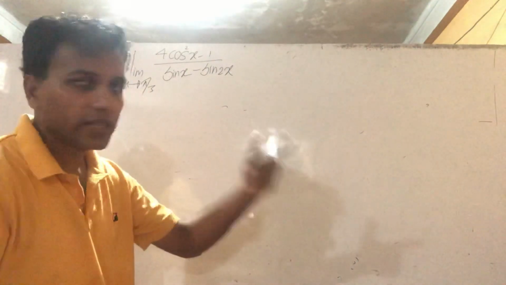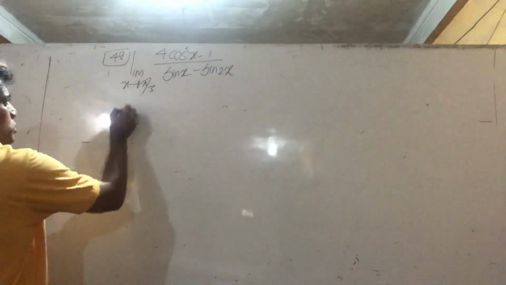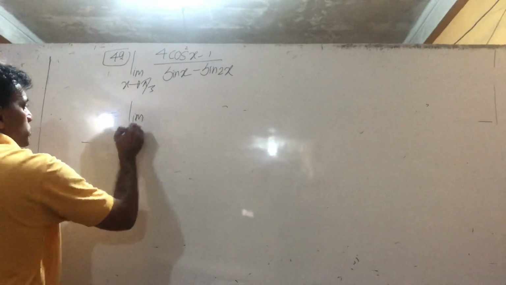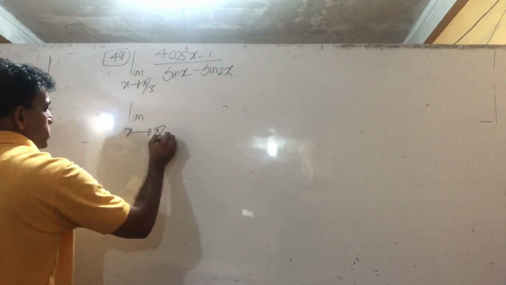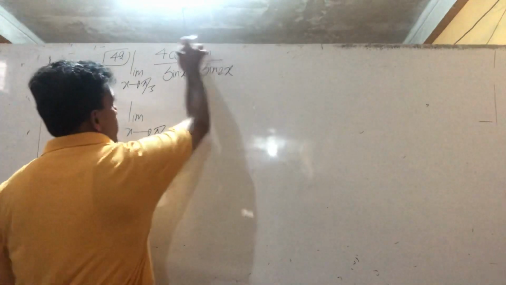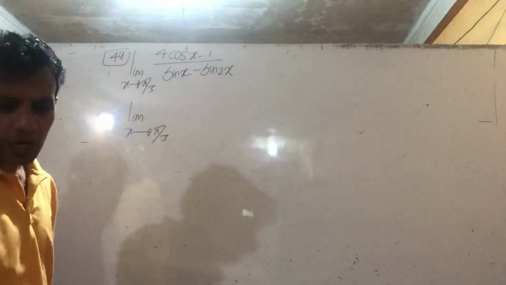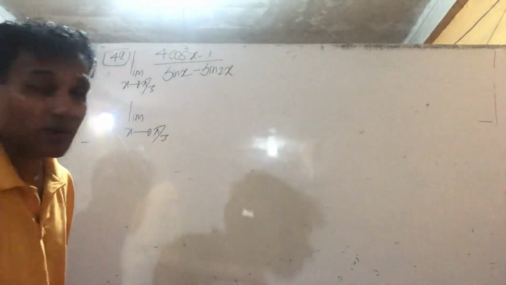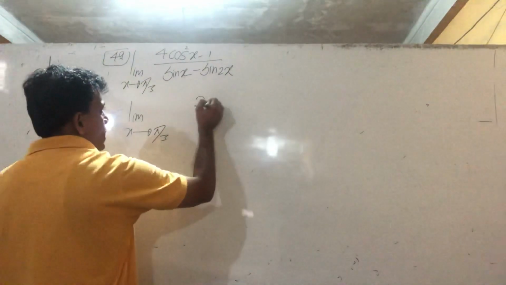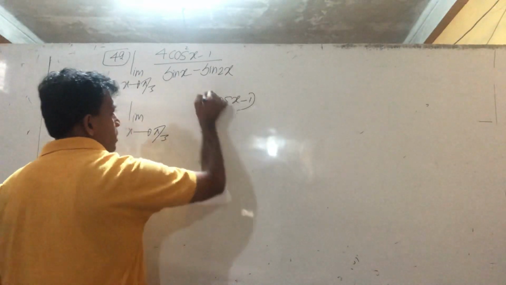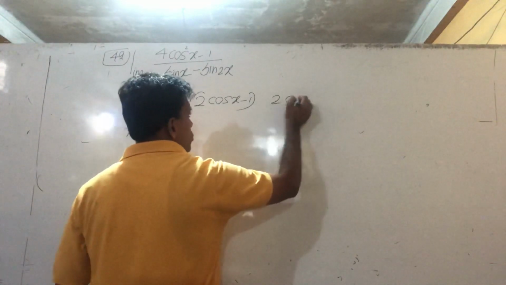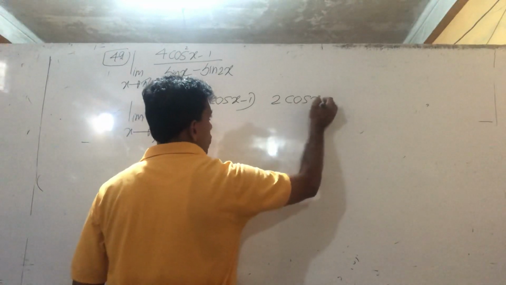So we use another form. So limit x approaches pi by 3. Now can I factorize it? A square minus b square pattern. Factorize a minus b: 2 cos x minus 1. The other factor: 2 cos x plus 1. Okay.